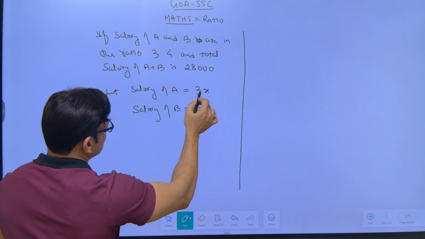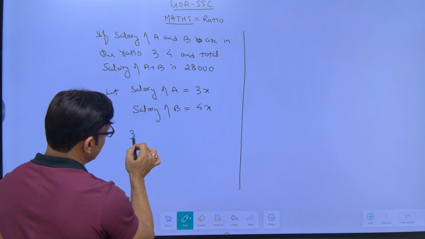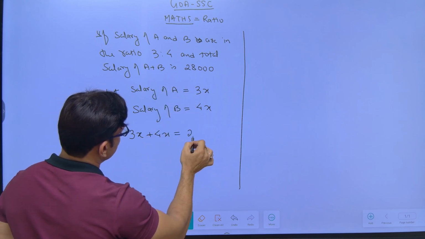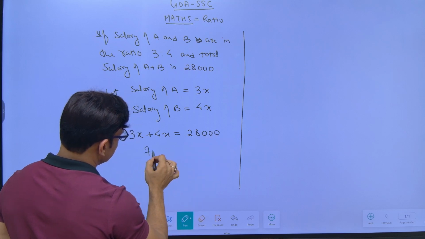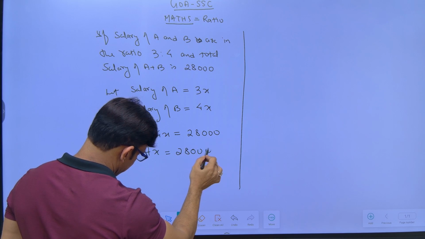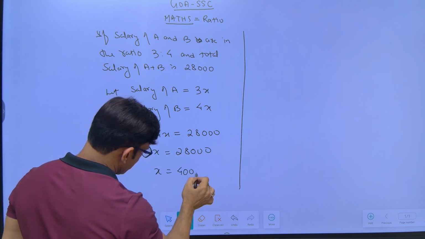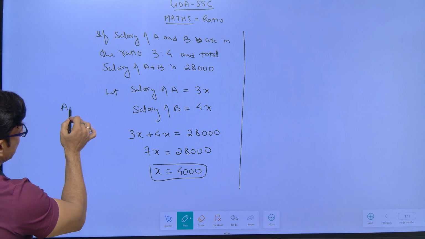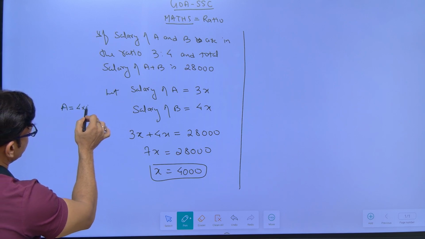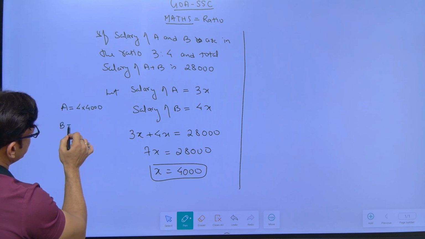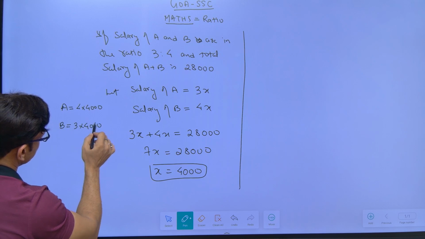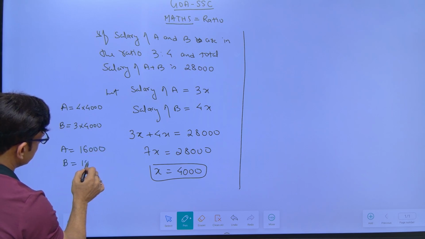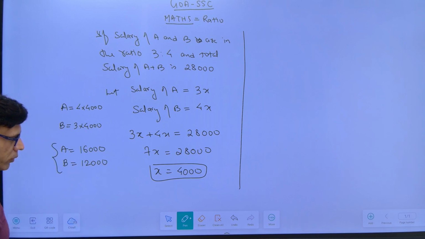So now salary of A is 3x and salary of B is 4x. So I will write 3x plus 4x because total salary of A plus B is 28,000. So I'll add it. Now this is 7x, which is equal to 28,000, and x is equal to 4,000. Now once I get x equal to 4,000, A is equal to 4 into 4,000 and the value of B is 3 into 4,000. So from here we get the value of A is 16,000 and the value of B is 12,000.